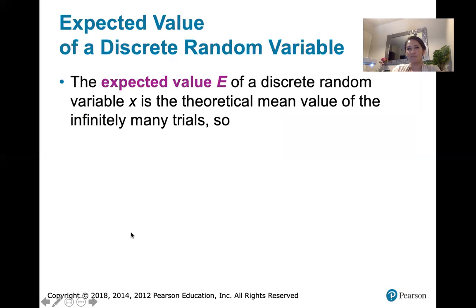Now we've got a new term. This is called the expected value of a discrete random variable. This is represented by the capital E. This expected value is the theoretical mean value of infinitely many trials. So if you did this infinitely many times and then you were able to calculate the mean value, then you would get this expected value E. So the mean and the expected value are the same thing. So if someone asks you for the expected value, all you have to do is compute the mean. So you take the x's, you multiply by the corresponding probabilities, and then you add them together.